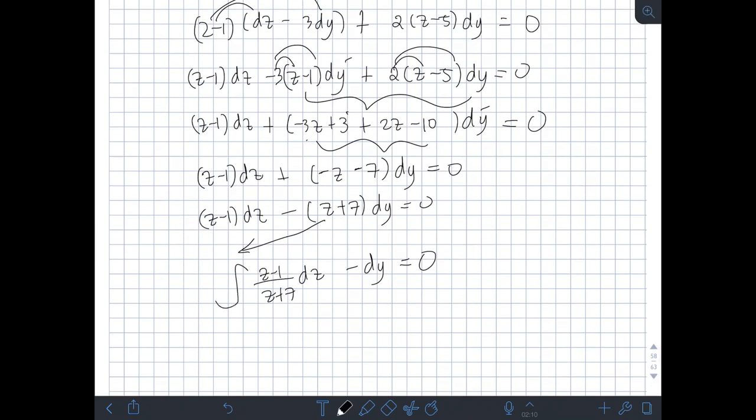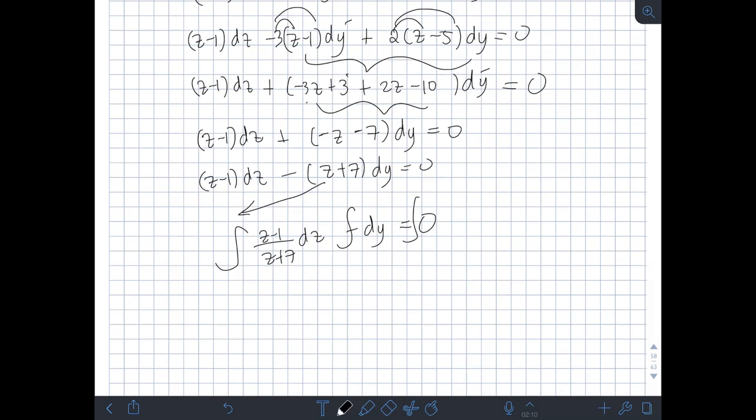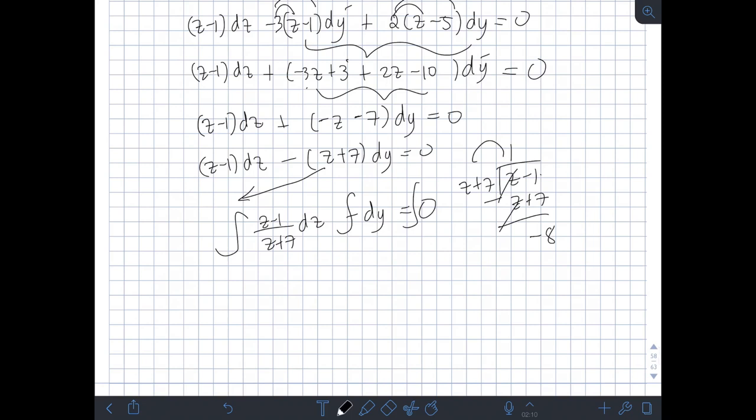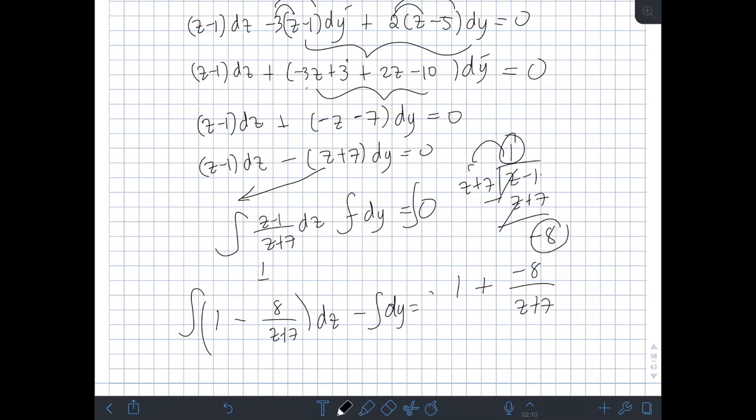So, pwede natin i-integrate both sides. So, therefore, we have ito, (z minus 1) over (z plus 7). Dahil pareho sila ng degree sa numerator tsaka denominator, pwede muna nating i-divide. So, z minus 1 divided by z plus 7 is 1. Multiply, so z plus 7, subtract, so cancel si z. Negative 1 minus 7 is negative 8. So, therefore, we have yung quotient 1 plus yung remainder na negative 8 over same denominator na z plus 7. So, therefore, it is equal to integral of 1 minus 8 over z plus 7 na lang, times dz, minus integral ng dy equals integral of 0.